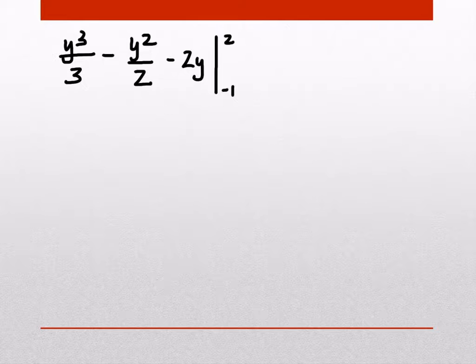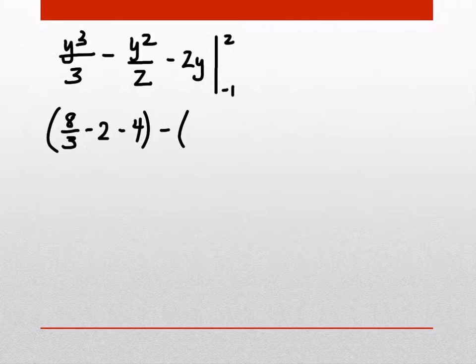Okay, so we're going to have 2 cubed over 3, that's 8 thirds, minus 2 squared over 2, that's 4 over 2, which is 2, minus 2 times 2, which is 4. All of that minus. Negative 1 cubed would be negative 1 over 3. Negative 1 squared would be 1 over 2, and then a subtraction of the value that was already there. And then negative 2 times negative 1 would be plus a 1 right here. Is that good so far? Oh, I'm sorry, it was a 2. I was more concerned about the positive. Yes, it's a 2. Thank you. Positive 2.